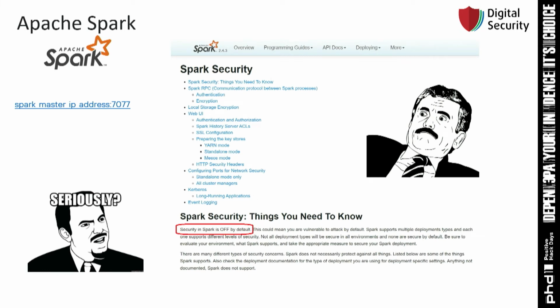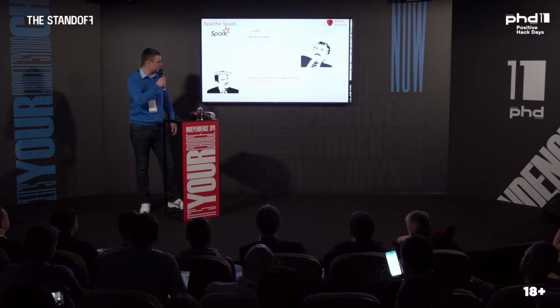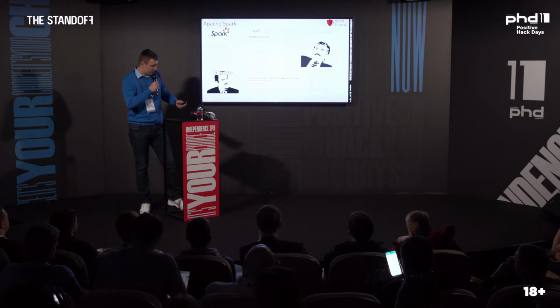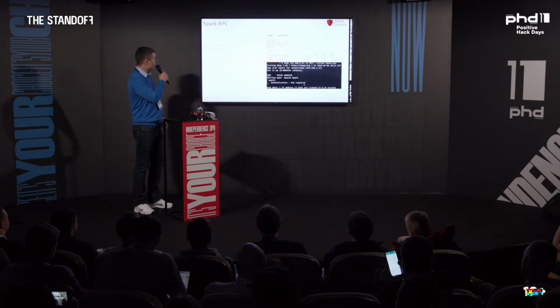Now, Apache Spark, which is an alternative to Yarn, a very popular tool that is often installed together with Hadoop, and it is responsible for data processing within the cluster. And traditionally, Spark security, things you need to know. Security in Spark is quite obvious and does not require any comments. By default, there is none. And let's see how we can work with Spark.